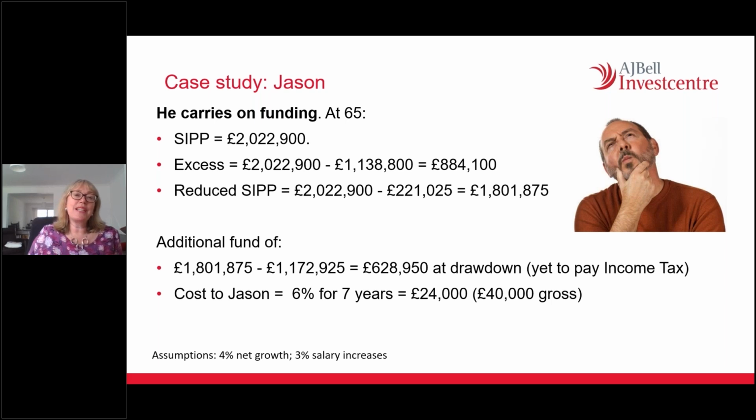The cost to Jason for getting that extra £629,000 though, is 6% for 7 years, £40,000 gross, but if he gets tax relief, that reduces it down to £24,000. So that shows in that particular example, because it's such a good employer contribution, then it's probably worth contributing. But it will depend upon the size of the employer contribution and all the other factors that you take into consideration.